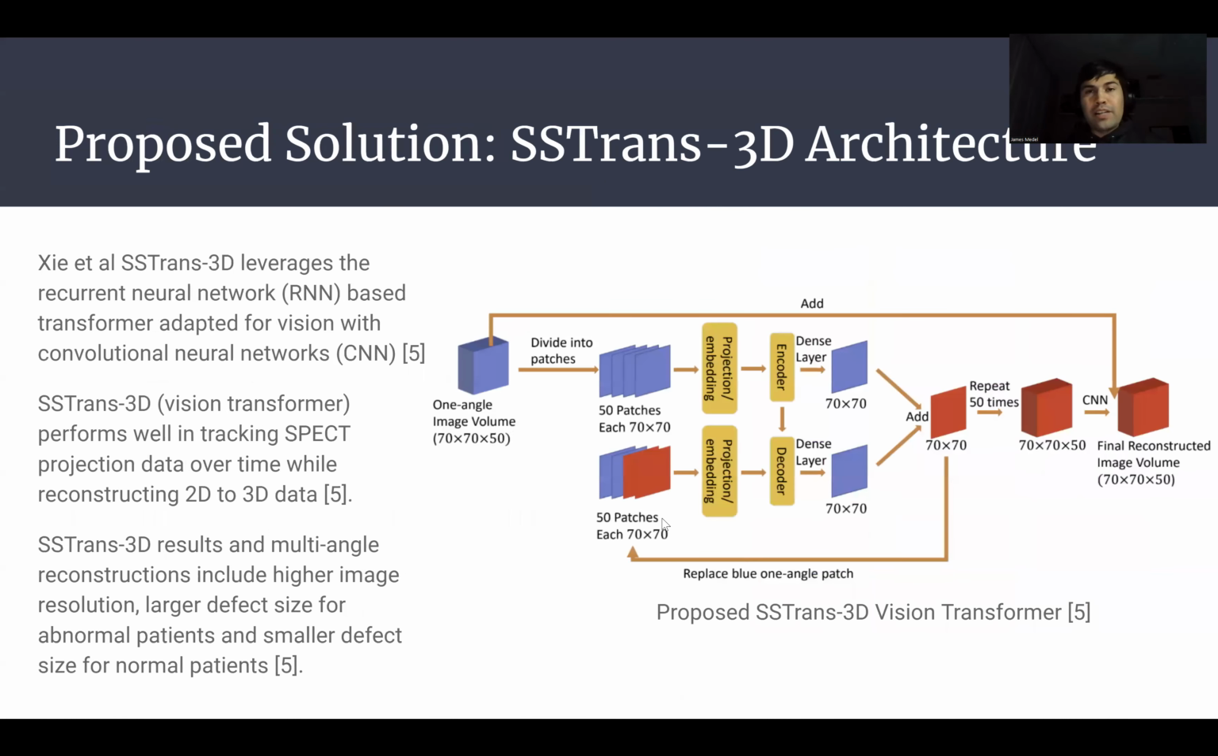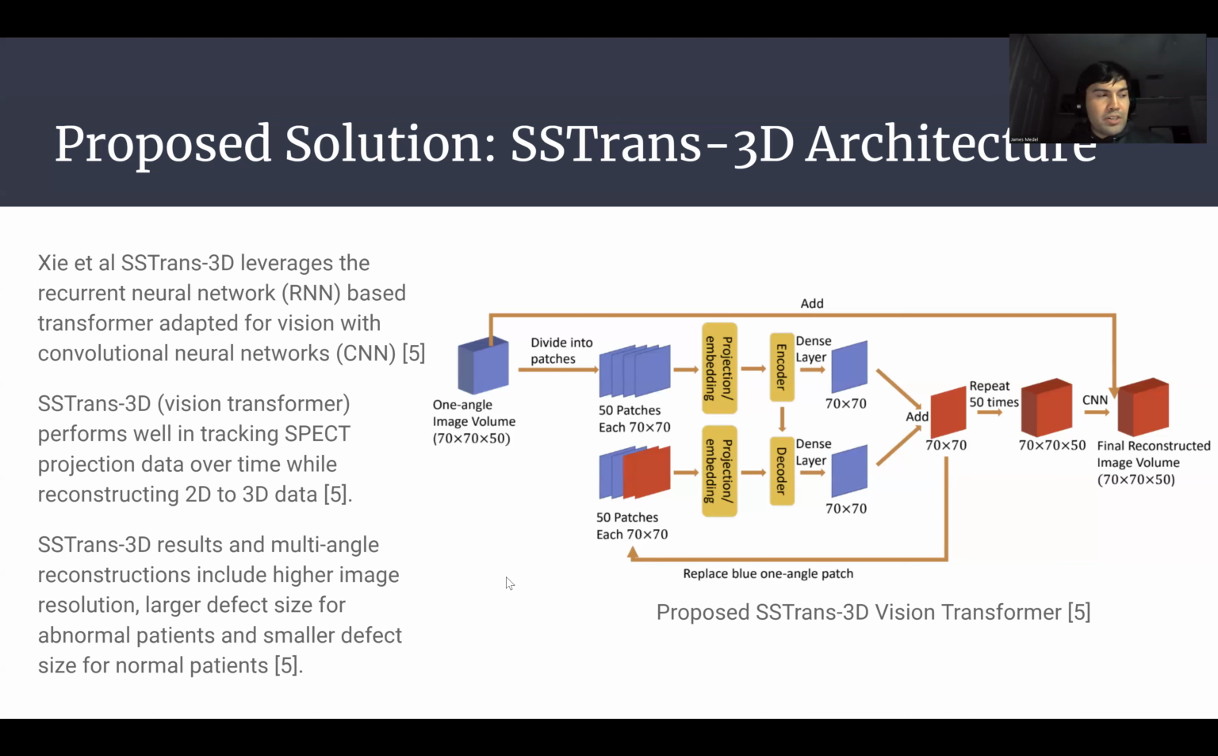So first I'll talk about SSTrans and how that's a model that's been used for learning to map between 1 angled SPECT scanning to 4 angled SPECT scanning, and how we can save time by deploying this particular model. The person who designed and implemented this architecture, which I'm researching, leverages the recurrent neural network that helps with tracking the time as we're gathering the projection data from the SPECT scanning. And it also leverages convolutional neural networks, which are really good at extracting features from the images and understanding the features of the images.